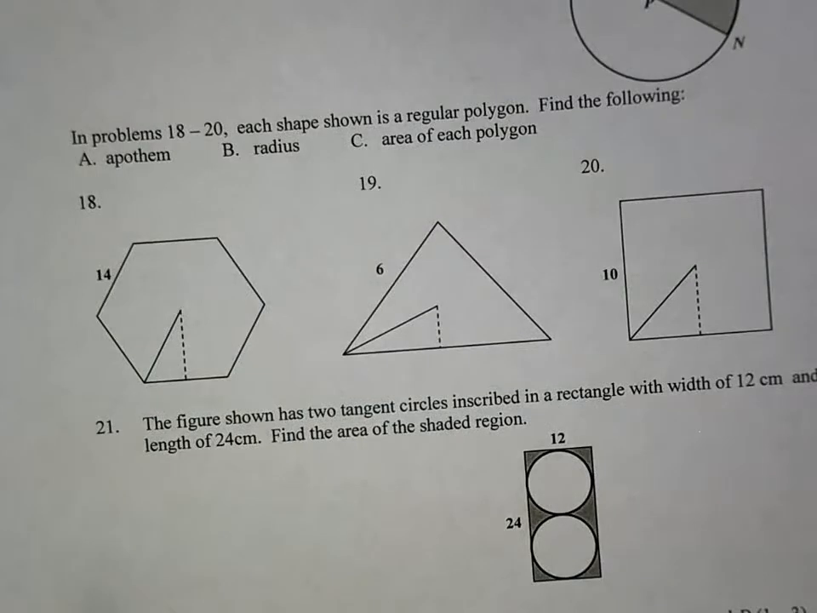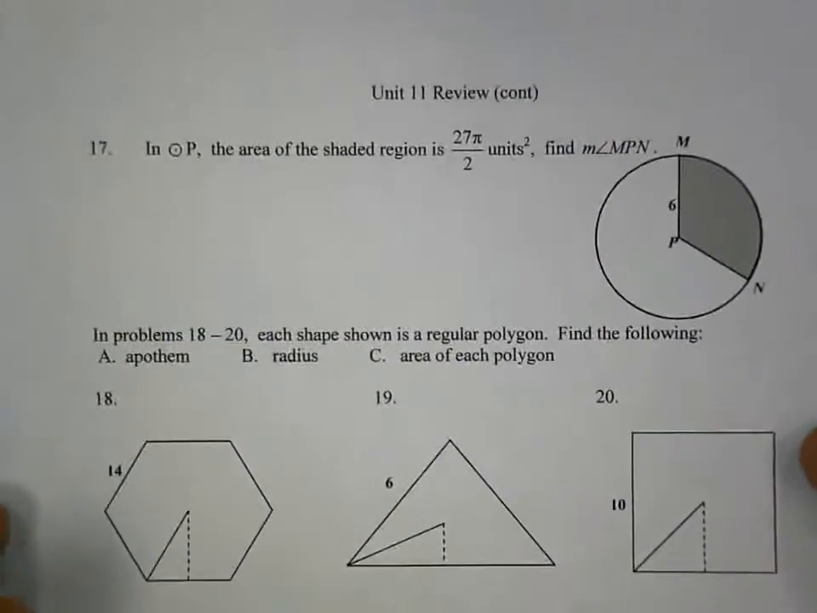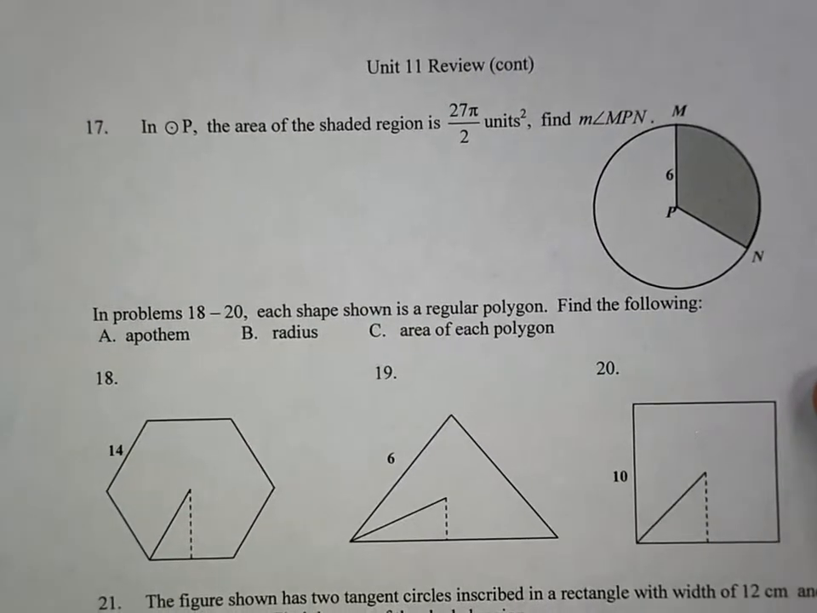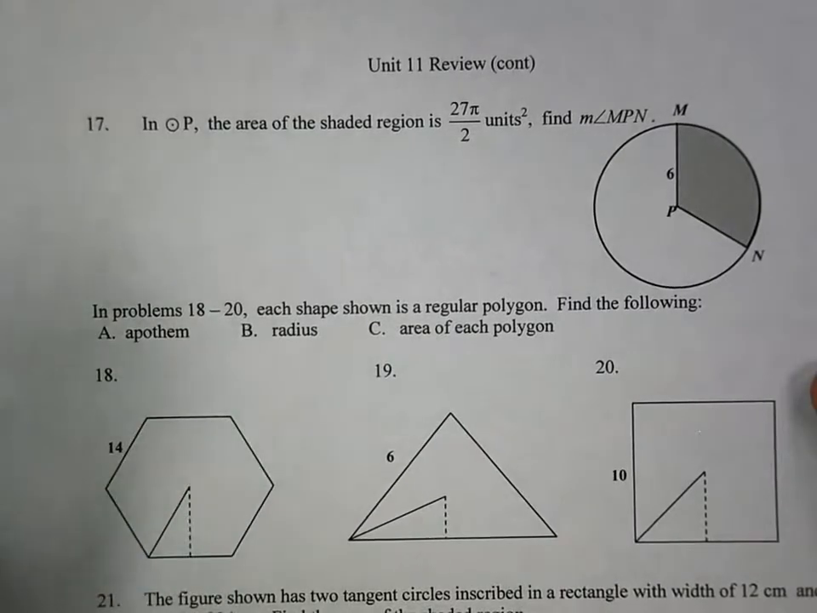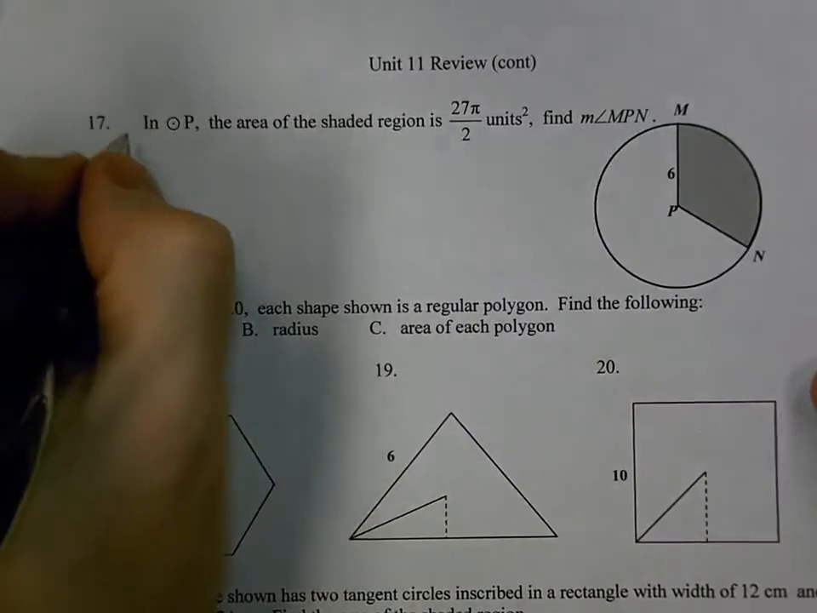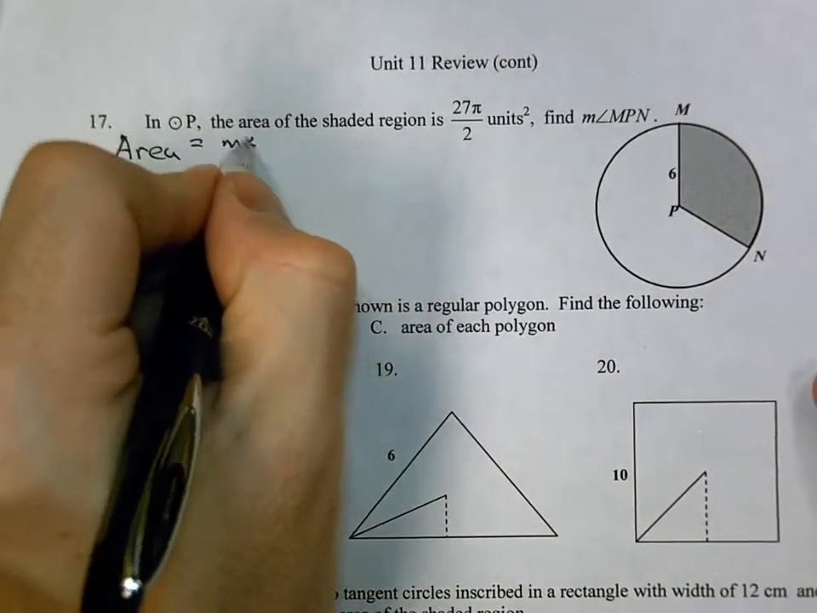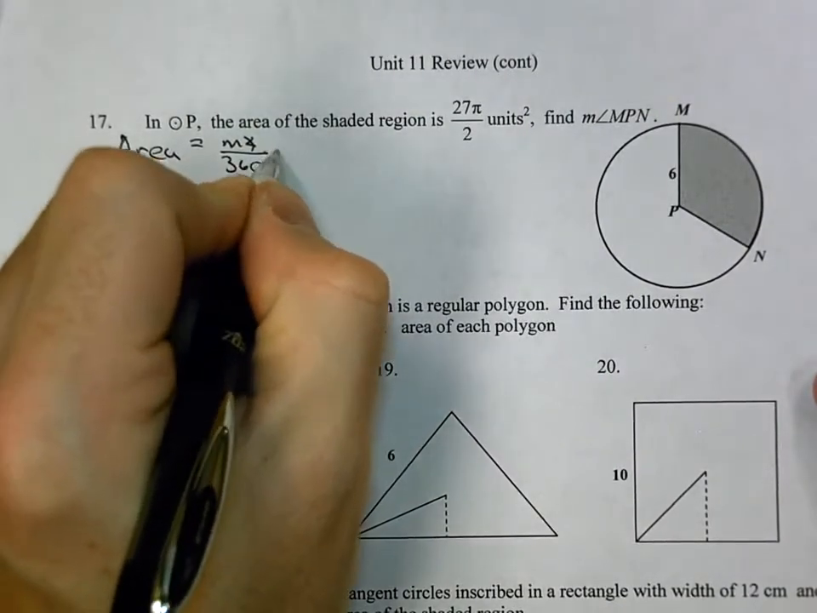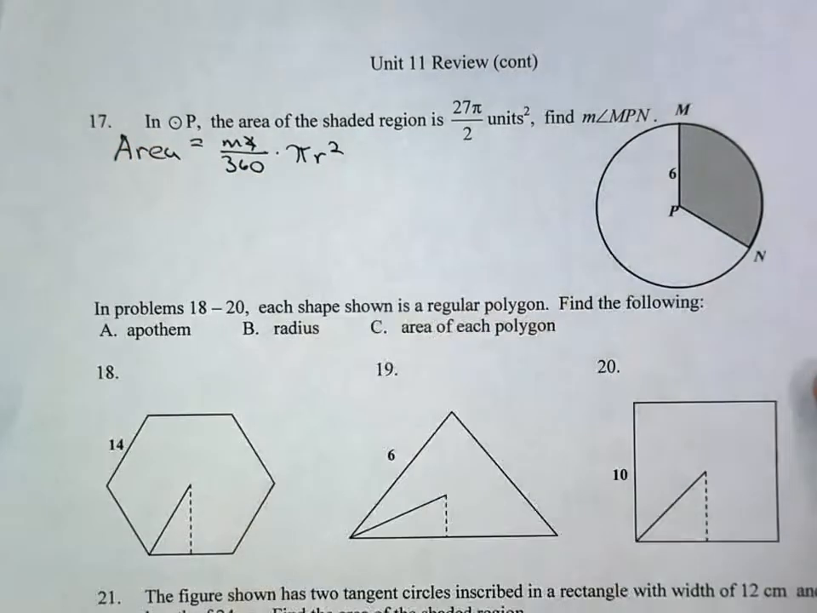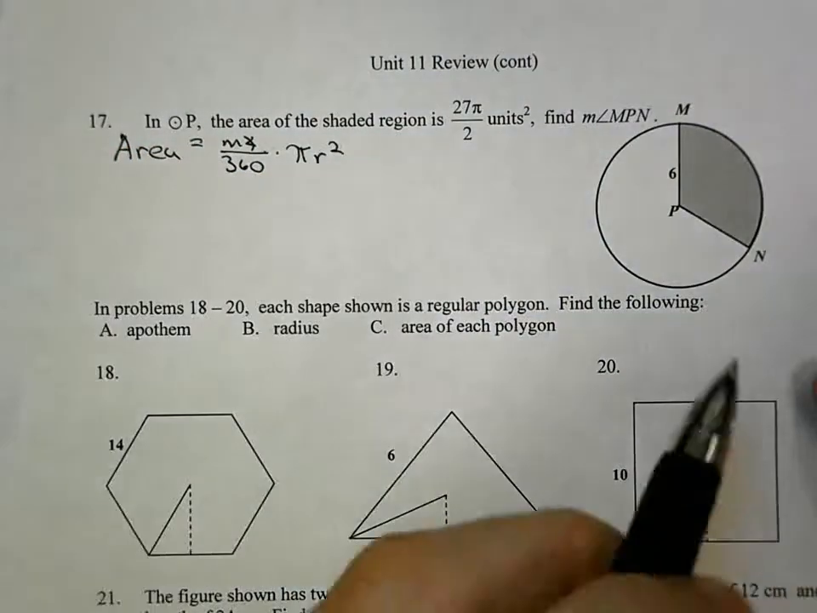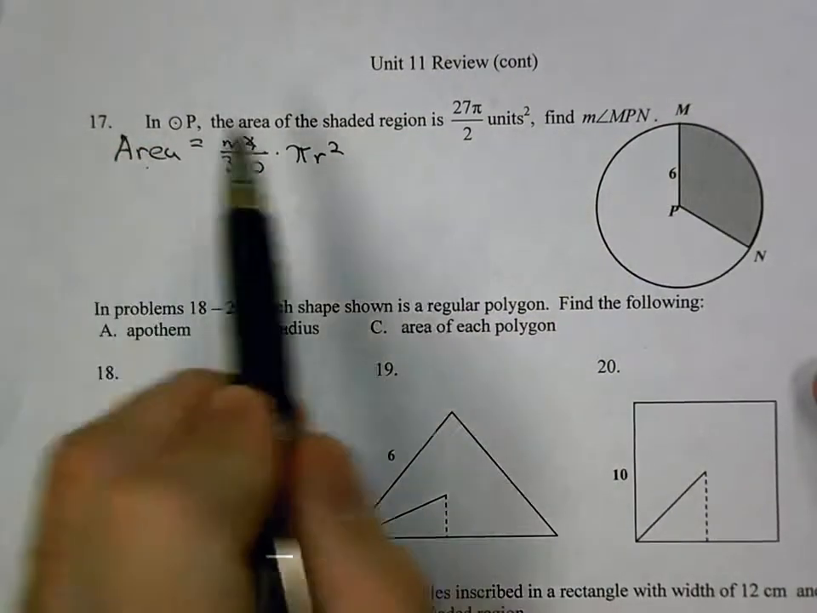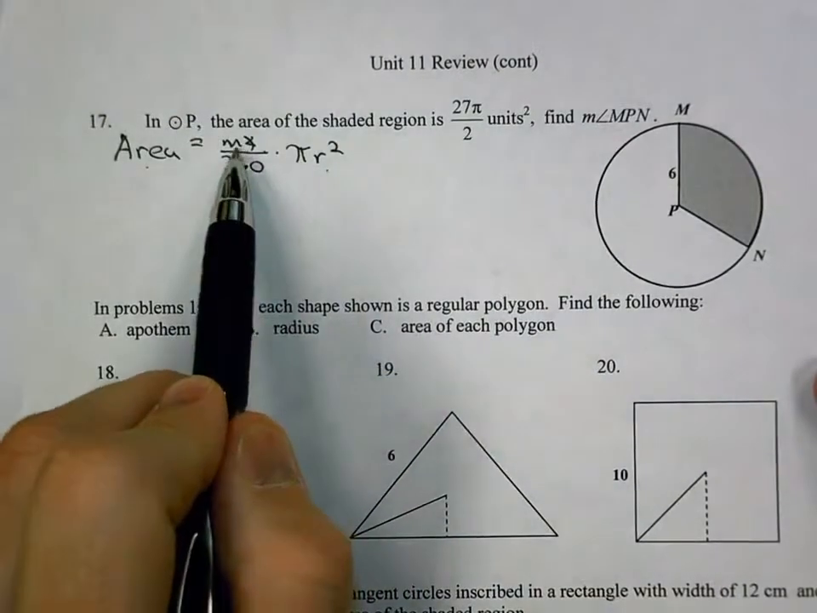Okay, on to the last page, number 17. Let's move up here. Area of our shaded region is 27 pi over 2. We need to find the measure of the angle. So we go back to our formula here, and it's going to be the area is the measure of the angle over 360 times pi r squared. We figure out what we know. We know the area. We know the radius. We're solving for the angle.